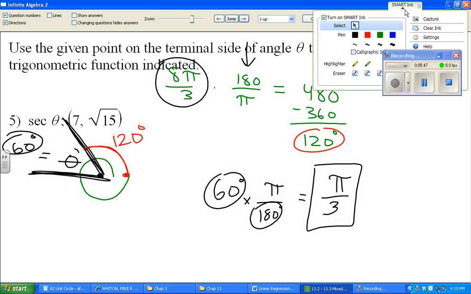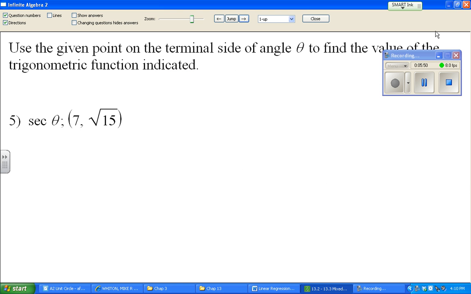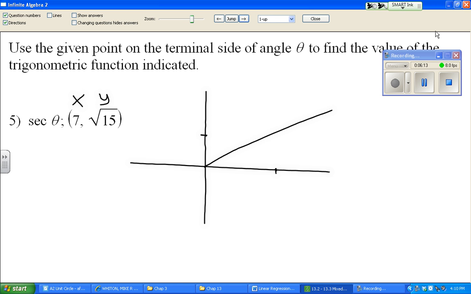Okay, number 5 then, we want to find the secant of some angle. They give us a point on the terminal side, so they give us an x and a y. This is one of those problems where a picture might be helpful. I know that the x value is positive 7, so out here somewhere. The y value is positive root 15, so that's just a little bit less than 4, so maybe up there somewhere. Our point is on the terminal side, and we have some angle here. The coordinates of that point are 7, root 15.